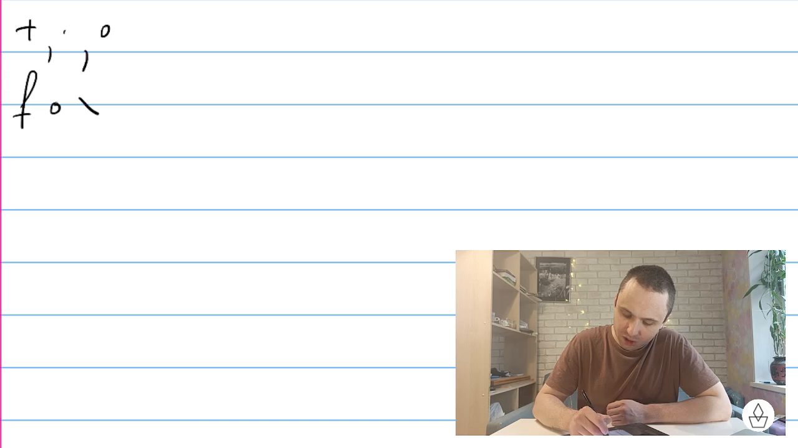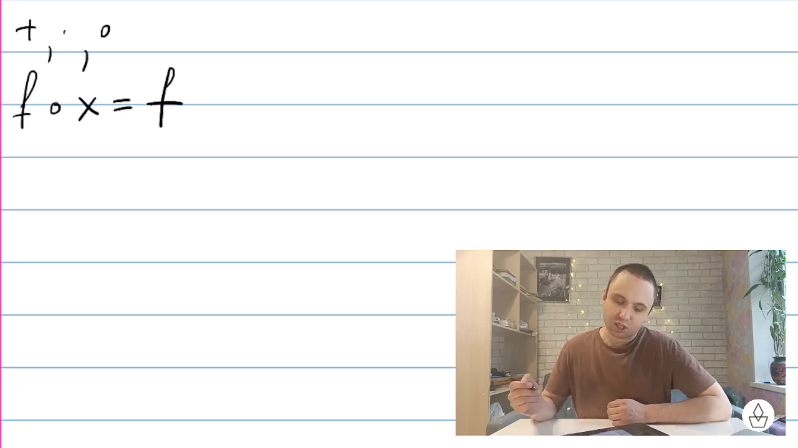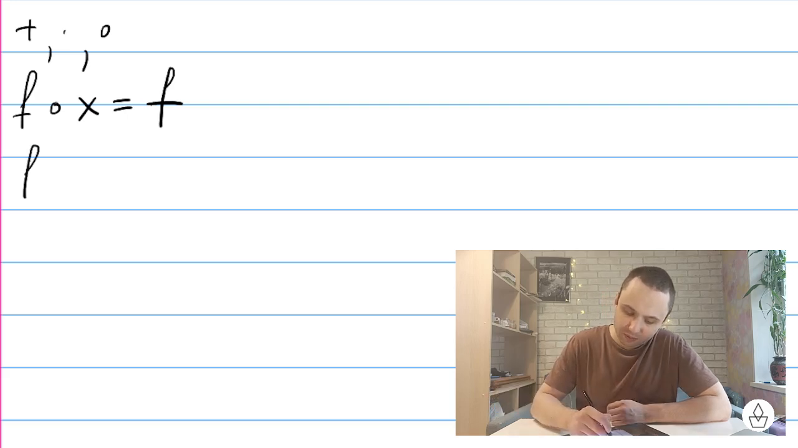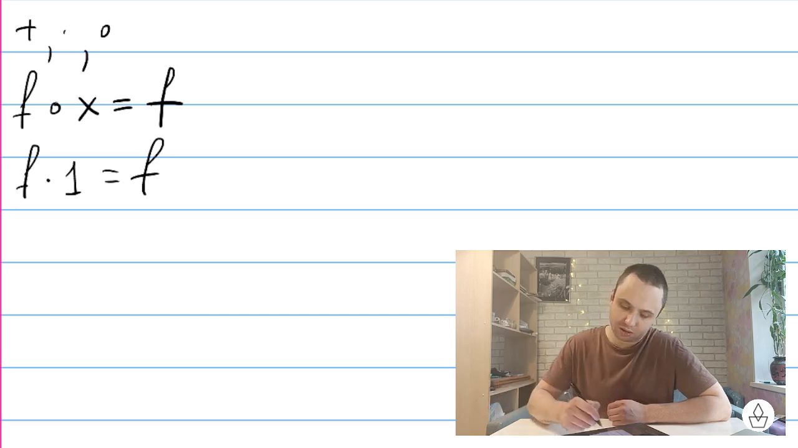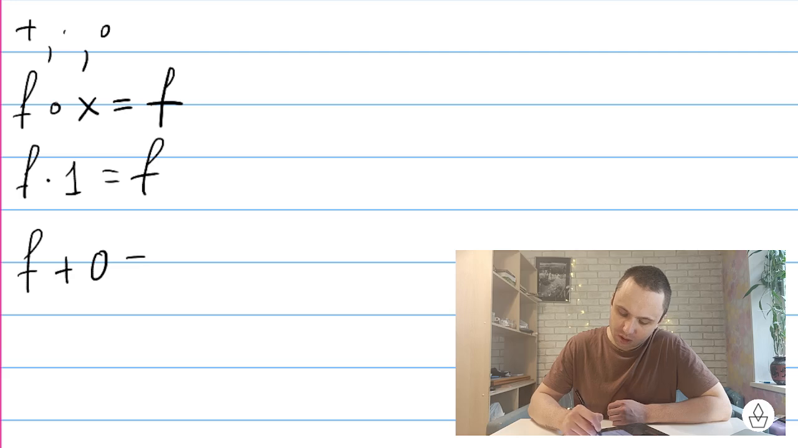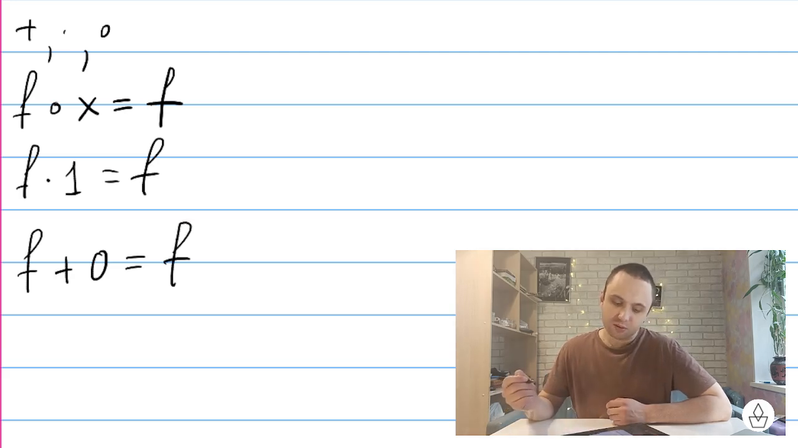f composition x is equal to f. Just like 1 is the multiplicative identity, f times 1 is equal to f. And 0 is the additive identity. f plus 0 is equal to f. Soon, we will see how composition works in practice by solving concrete integrals.